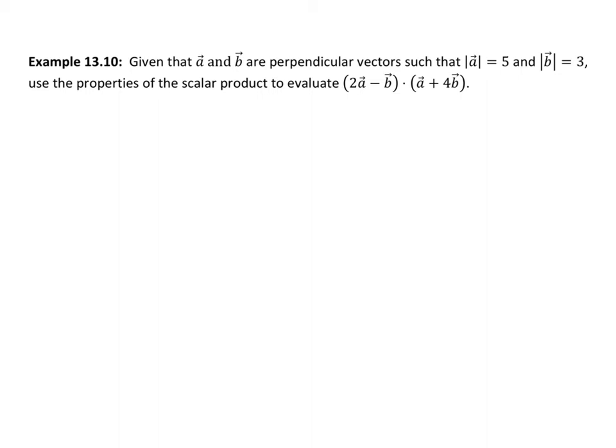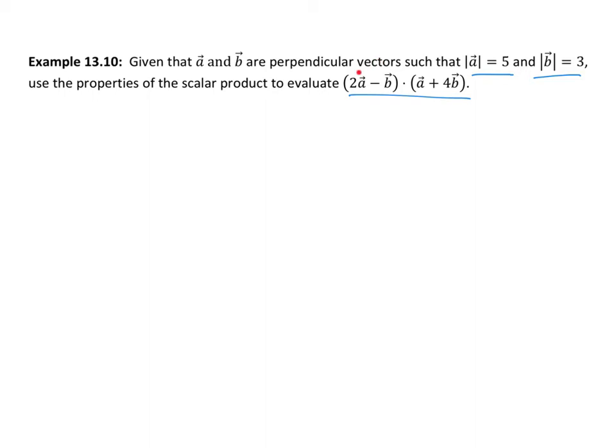The example says, given that A and B are perpendicular vectors, so we're given some information that we can use, such that the magnitude of A is 5 and the magnitude of B is 3, use the properties of the scalar product to evaluate this thing. One little hint I would mention: please remember that this thing right here is the magnitude of A, right? This over here is A itself, right? So you can't just take 5 and plug it in here. This has to be the vector A.